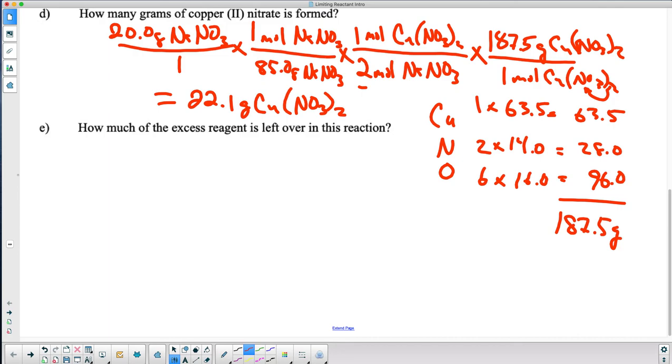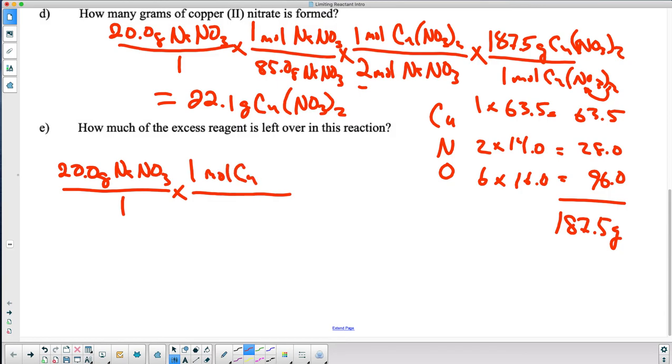Let's take a look at the excess reactant or excess reagent, how much is left over. So let's do it like this. Let's take my limiting reactant, like this, in grams of sodium nitrate over 1, and I'm going to do my same mass to mass conversion again.